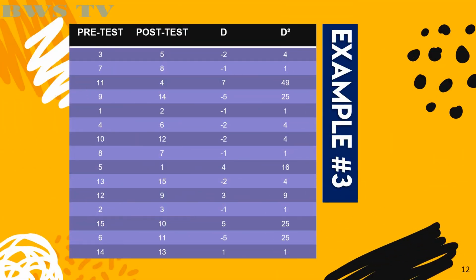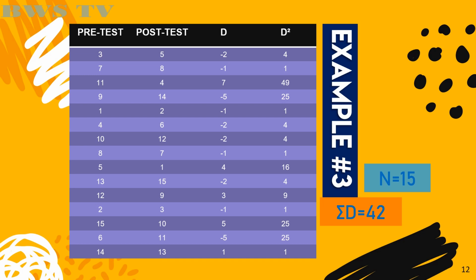So now we have the third example. Given that pre-test and post-test values are already given, all we have to do is to find the difference between the two. So doing the same thing, subtract post-test from pre-test. So like 3 minus 5 equals -2, and do the same thing for all the values. And now, n is equal to 15, because there are 15 observations. Then since we already have the values of D, all we have to do is add all of them in order to find the summation, which is equal to 42.